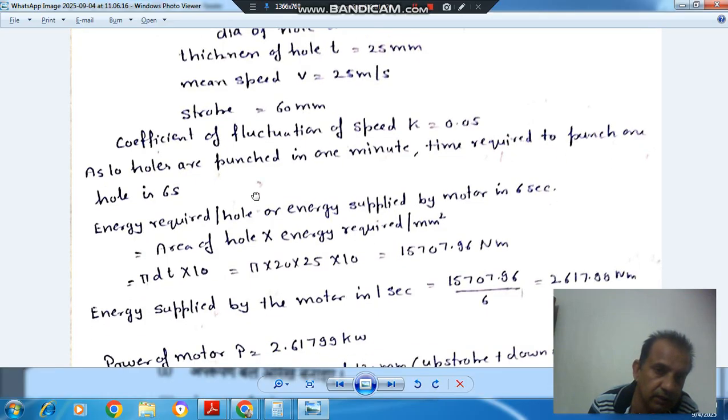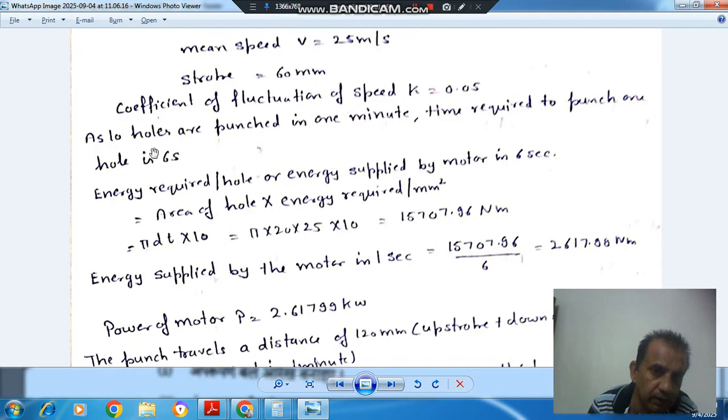So as it is required to carry out 10 holes in 1 minute, the time required to carry out one hole is 6 seconds. So energy required per hole, or energy supplied by the motor in 6 seconds, because one hole is being carried out in 6 seconds, is the energy required by one hole.